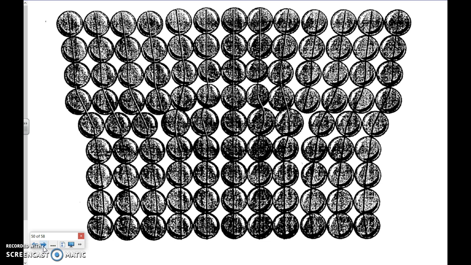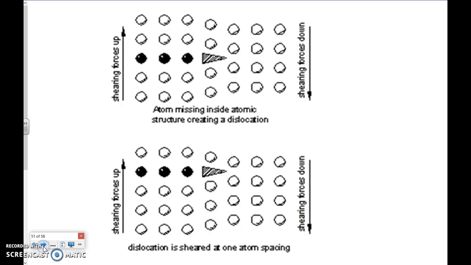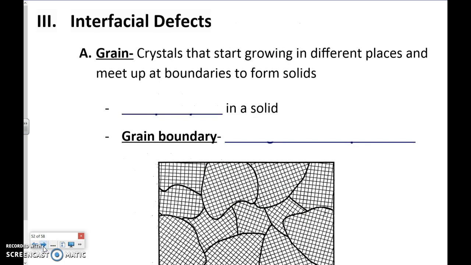Alright, the last type of defect is what we call an interfacial defect, and it's actually sort of like it sounds: interface, face being the cover, what you see. This has to do with grains. A grain is a crystal that starts growing from a different place and meets up. In other words, crystals join together to make one big solid, but the crystal itself, that one repeating unit, will meet up. That's a grain size.